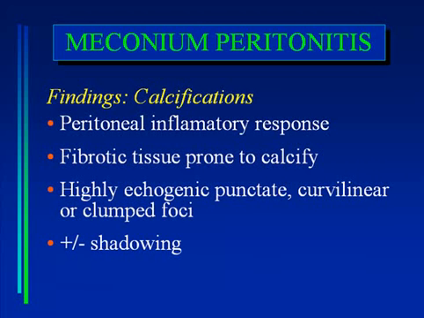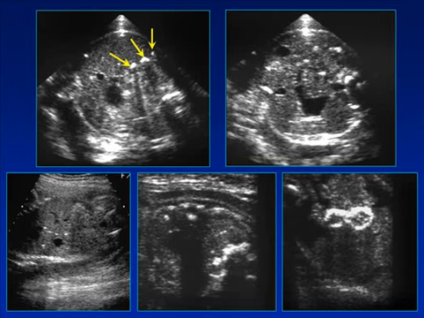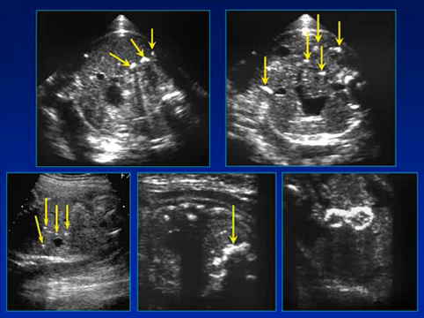And as a result, one can get highly echogenic, punctate, curvilinear, or clumped foci that may or may not have shadowing. So here are some examples of the calcifications that one can see in the fetal abdomen in the setting of meconium peritonitis. Here are some very coarse calcifications with posterior shadowing. In this fetus, though, there are multiple calcifications but no posterior shadowing. This fetus has scant calcifications, no shadowing. And this fetus has a very large clumped calcification, very coarse, very large, with shadowing.